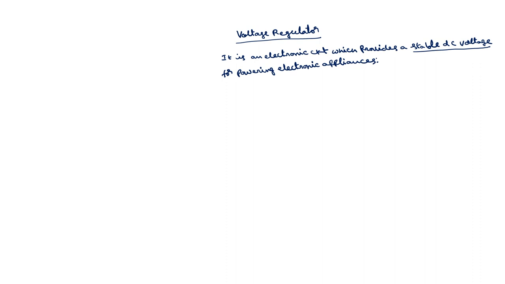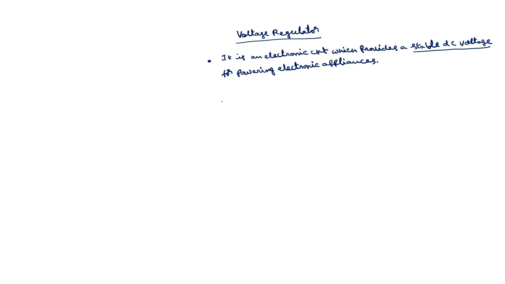So, we know that all the electronic devices require some power supply, and the power supply should be stable. In order to provide this stable power supply to the electronic appliances, we will use a voltage regulator. Basically there are two types of voltage regulators. One is called the series voltage regulator, another is called the switching mode voltage regulator.